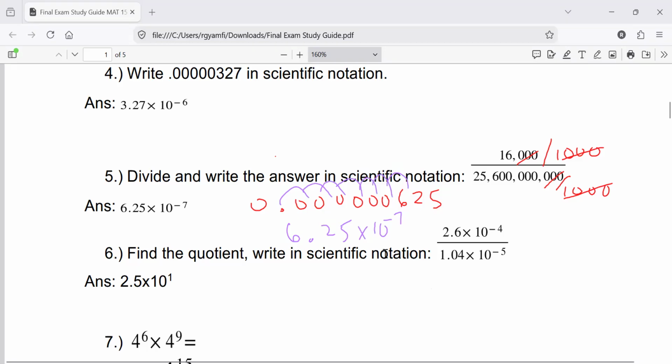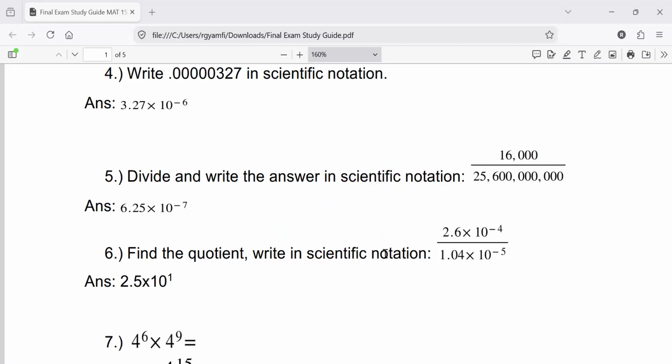All right, number 6. Find the quotient. Remember, a quotient is the result of dividing numbers. So it's telling us that you are finding a result of division. So find the quotient, write in scientific notation, and that is the problem. 2.6 times 10 to the power -4 divided by 1.04 times 10 to the power -5.